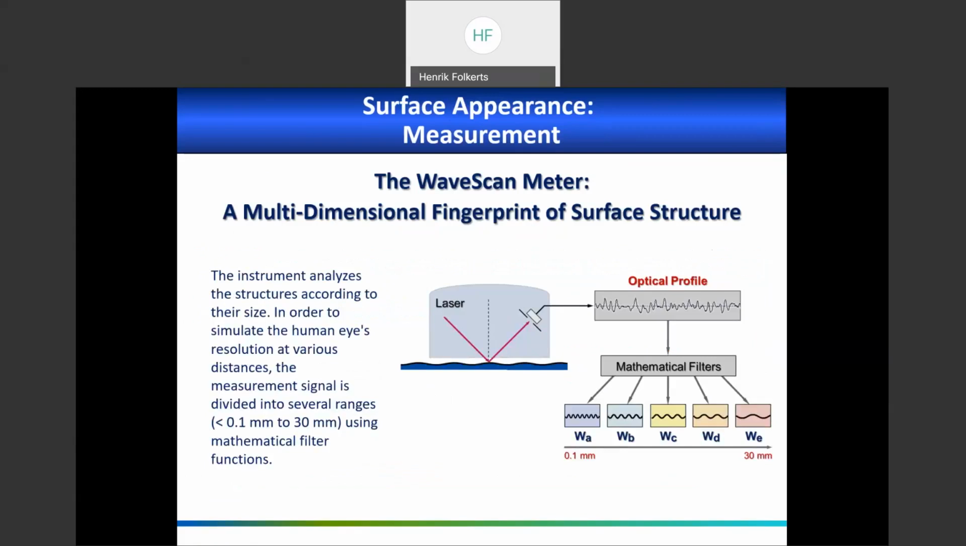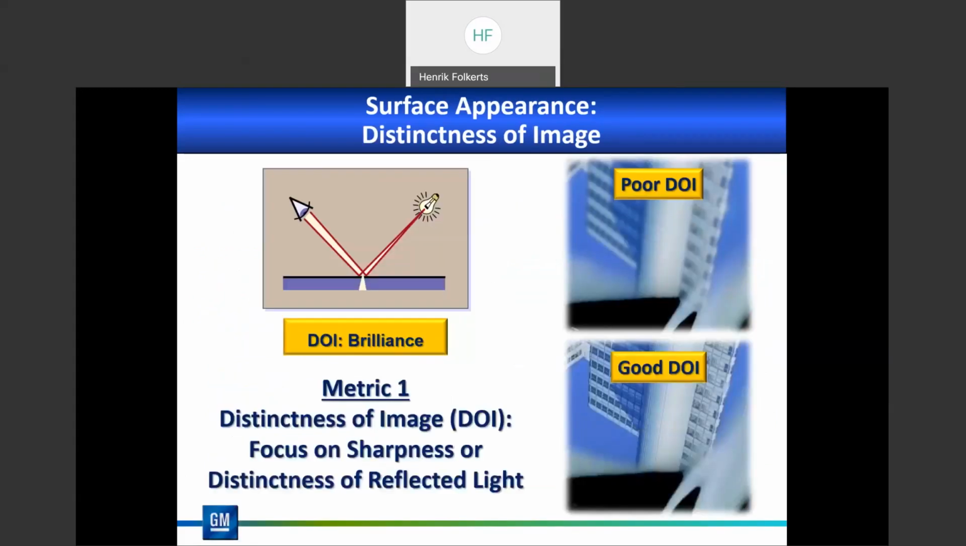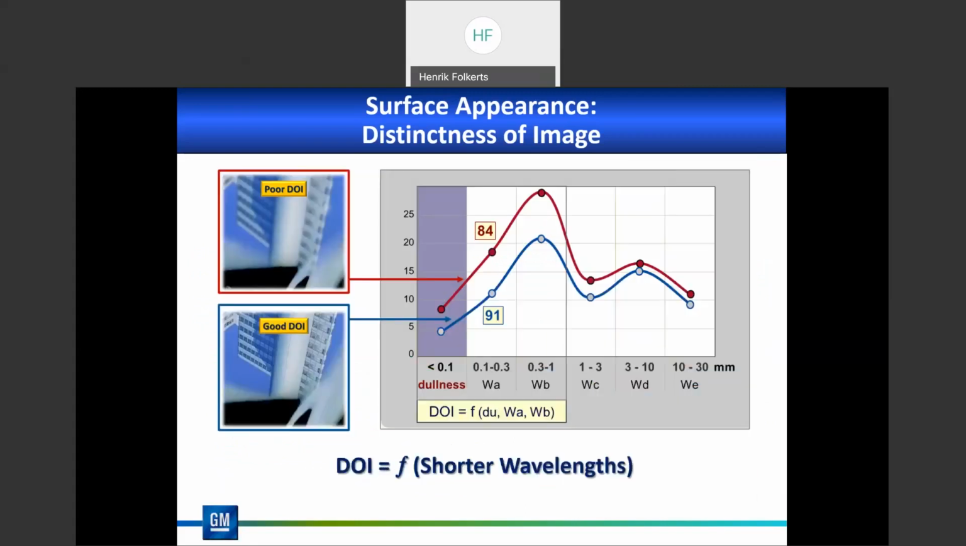And again, here are the different mathematical filters. And here's the same picture I showed you earlier about the poor DOI and the good DOI. And then again, how the equation works.